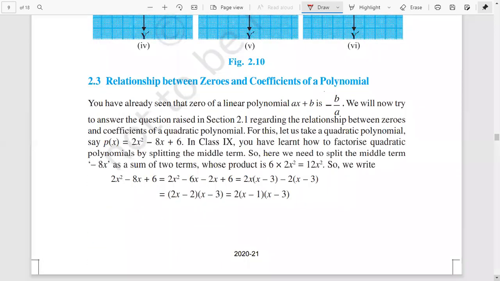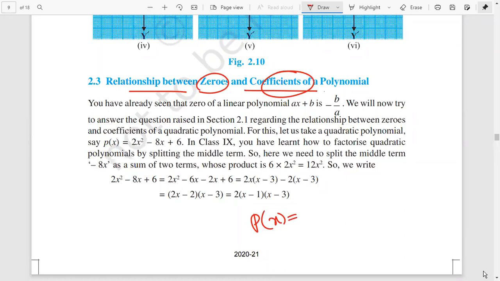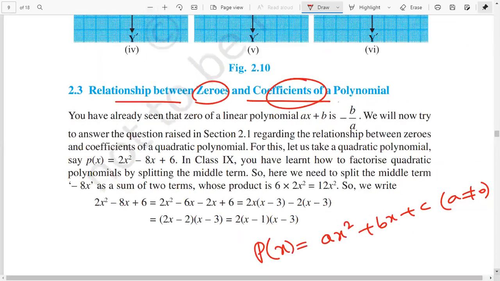Now in the next 2-3 minutes, let me brush up the second exercise. The third exercise we have seen in our regular session, and the fourth is optional. We have solved the fourth exercise also in our regular class. So this is the second exercise, relationship between zeros and coefficients of a polynomial. For this we know already, but let me write once again. P(x) is a polynomial, meaning polynomial in terms of x. For a quadratic polynomial, let me write ax square plus bx plus c. This is the standard form of any quadratic polynomial.